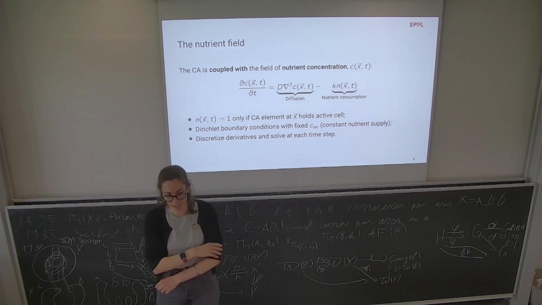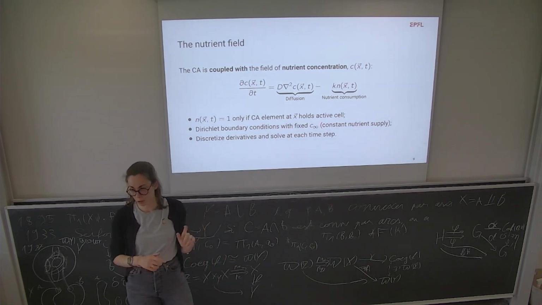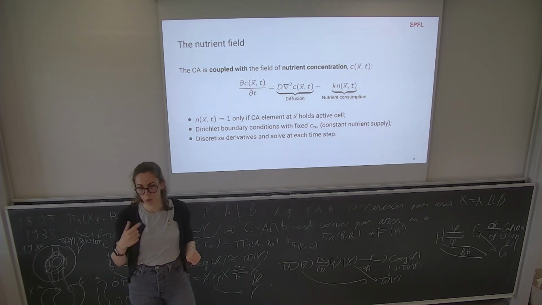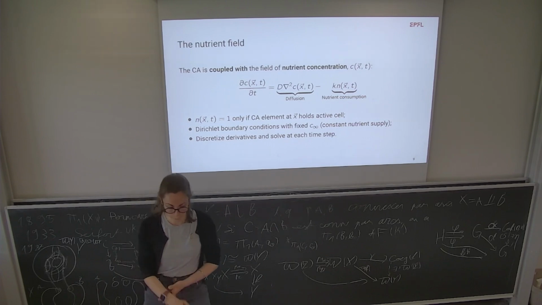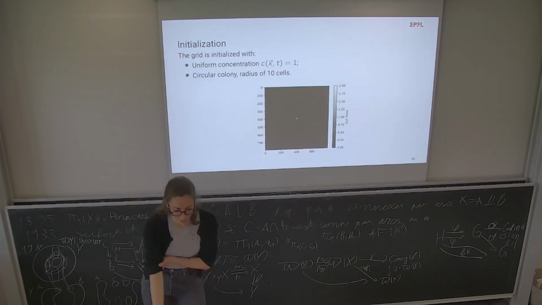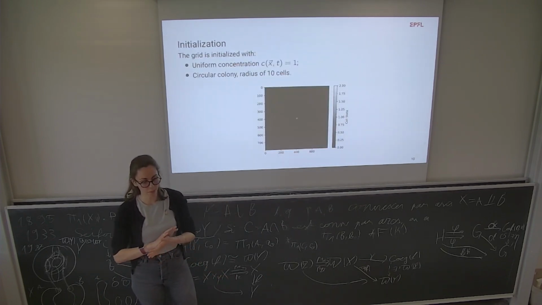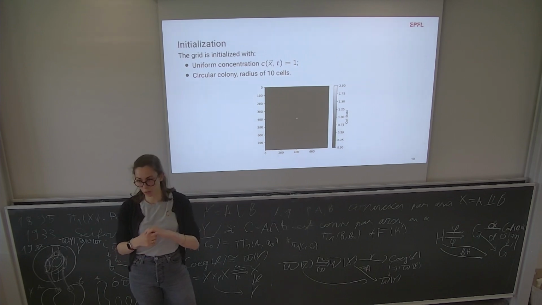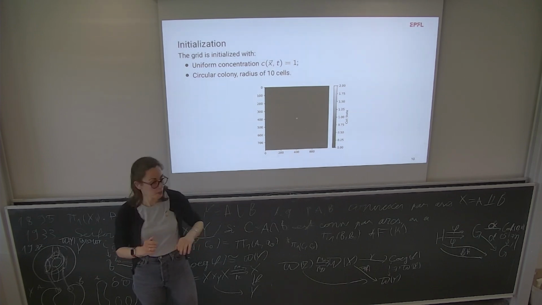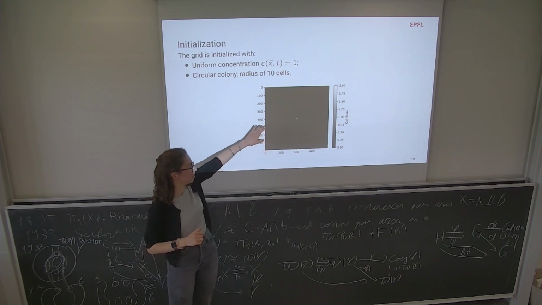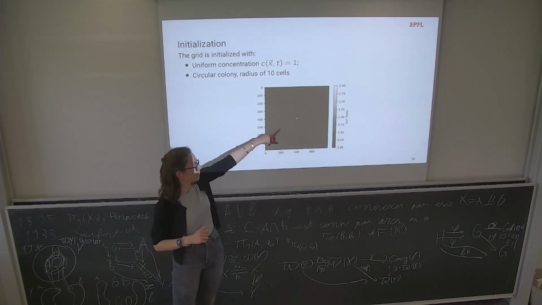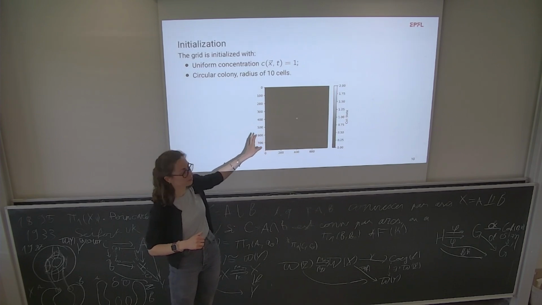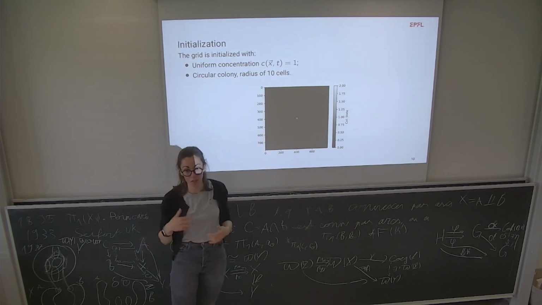And in practice, I just discretize the space and time derivatives, and I update this field at each time step and accordingly update the cellular automaton. I initialize with uniform concentration across my grid, and here I show the grid, and a small central circular colony with a small radius. Black are empty cells, gray are active cells, and white, which are not present at the beginning, are cells that have become inactive.